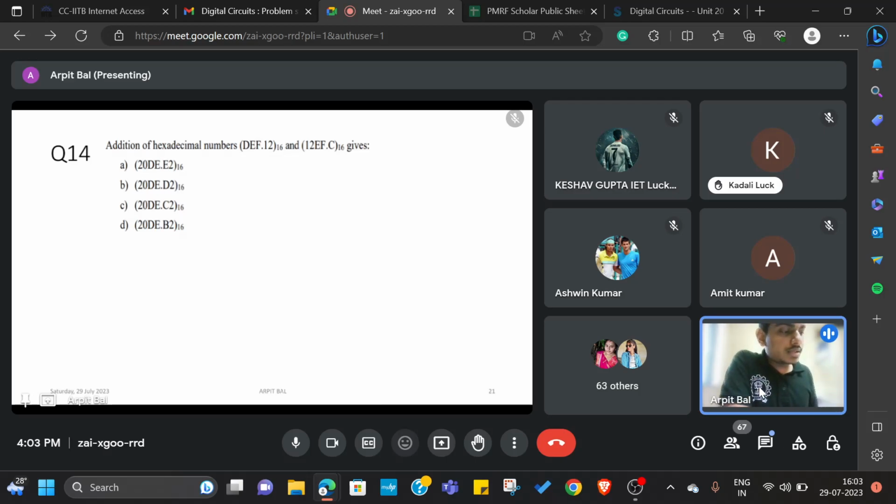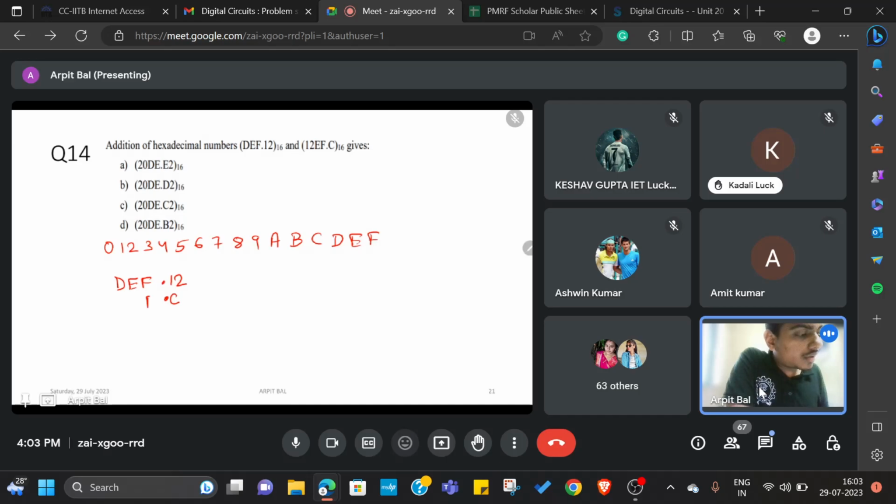What you can do is, first, write down the hexadecimal digits: 0 1 2 3 4 5 6 7 8 9, and instead of 10 you write A B C D E F. Okay, so what are the two numbers that we need to add? This is DEF.12, then FE.21. Okay, these are the two numbers for which we need to perform addition. Here it is 0, so this is straightforward.